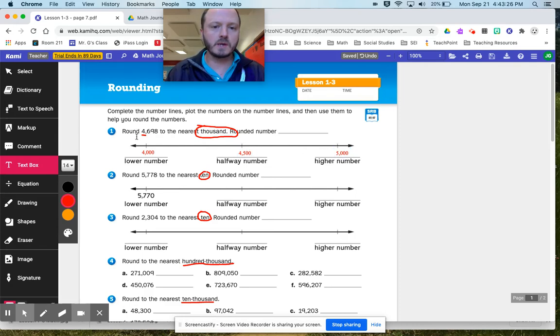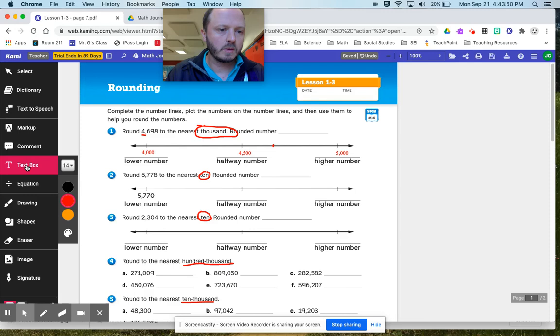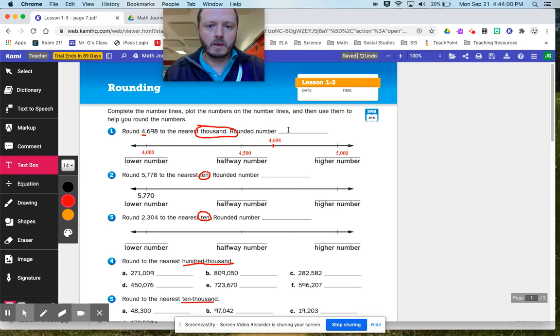All right. Now, we have our lower number, we have our halfway number, and we have our higher number. Where does this number end up? Where does it fall on this number line? Well, 4,698 is almost 4,700. And so I'm going to say it's right about here. I'm going to use my drawing tool and mark it right about there. And I'm going to put in my little text box the actual number, 4,698, right there.